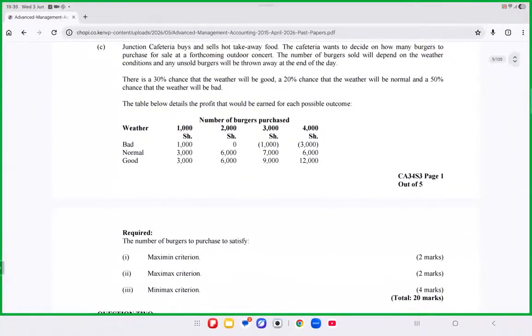Junction cafeteria. Are we there? There are so many questions coming up. My assistant lecturer is not helping me here. Or the maximum of 1,000 burgers.